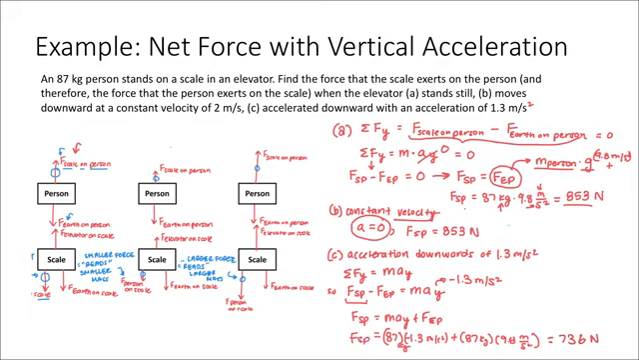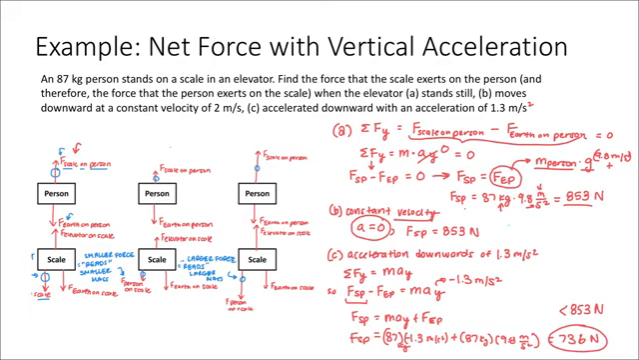That is the force that the scale exerts on the person. And therefore, that's also the force that the person exerts on the scale. This is what the scale is going to record. And notice, right, this value is less than 853 newtons, which is the actual weight of the person, right? So the scale is going to feel like the person's weight is smaller.